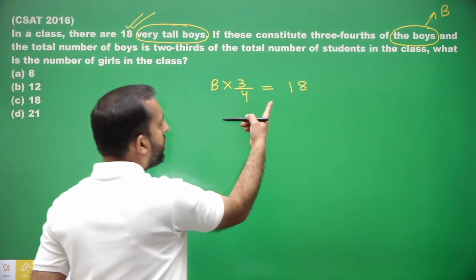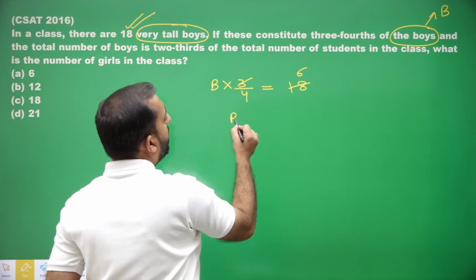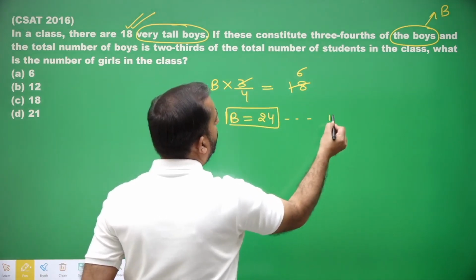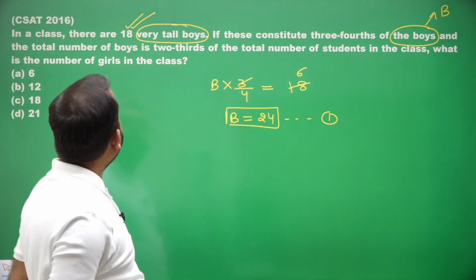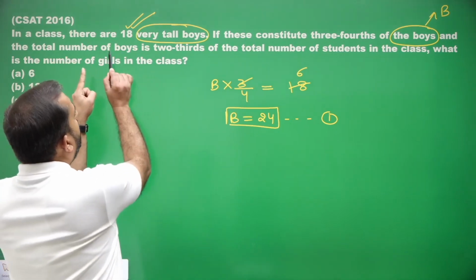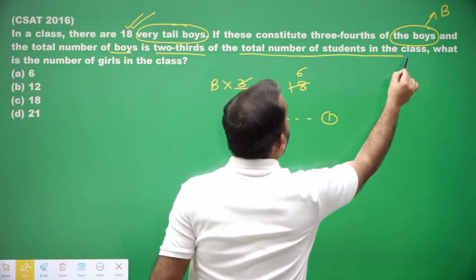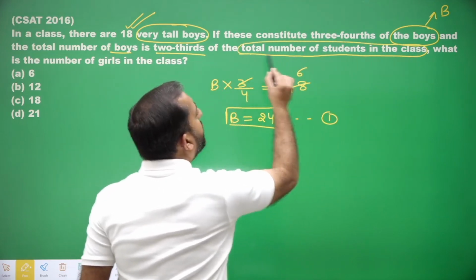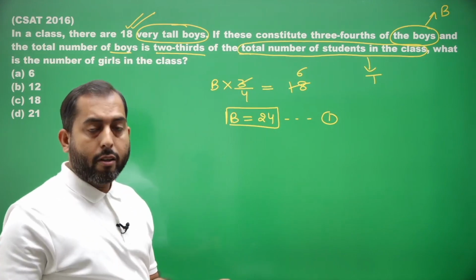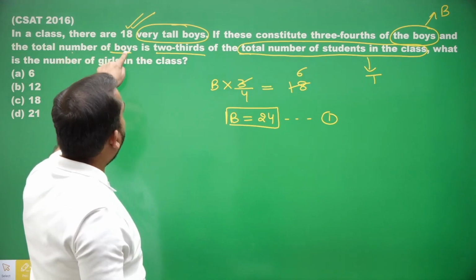So B into 3 by 4 is 18. If you solve this further, 3 sixes are 18, so B comes out to be equal to 24. This is our equation number 1. Now the next line says the total number of boys is 2/3 of the total number of students in the class. Let's say the total number of students in the class is T.